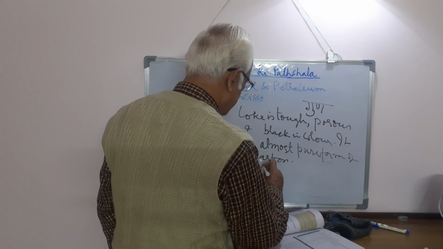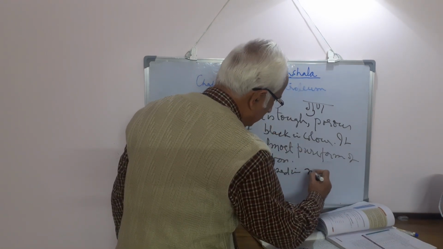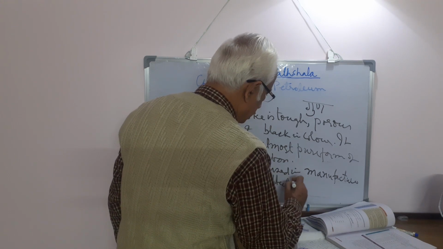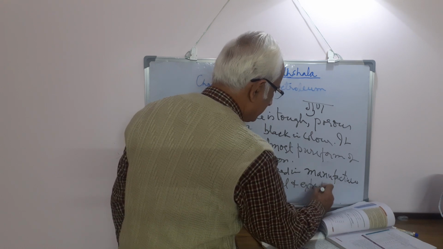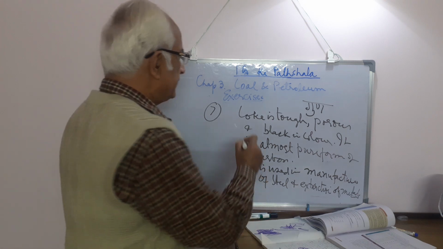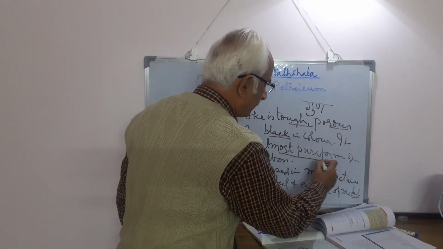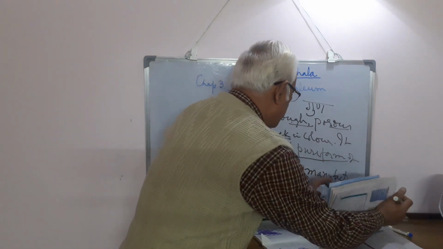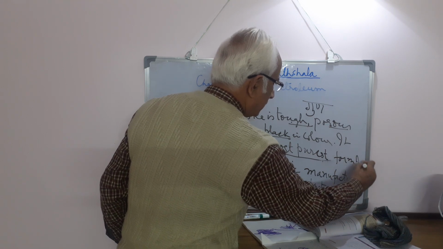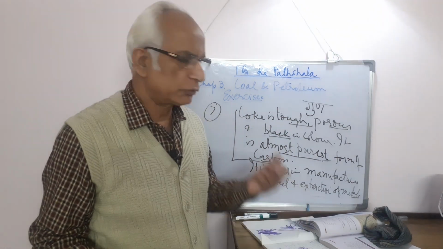It is used in manufacture of steel and extraction of metals. So these are the characteristics. It is tough, porous and black. ये तीन चीज़ें याद रखनी है. It is almost pure form of carbon, purest form of carbon. And what are the uses? It is used in the manufacture of steel. स्टील बनाने के काम आता है, and the extraction of metals. metals को extract करने में काम आता है.